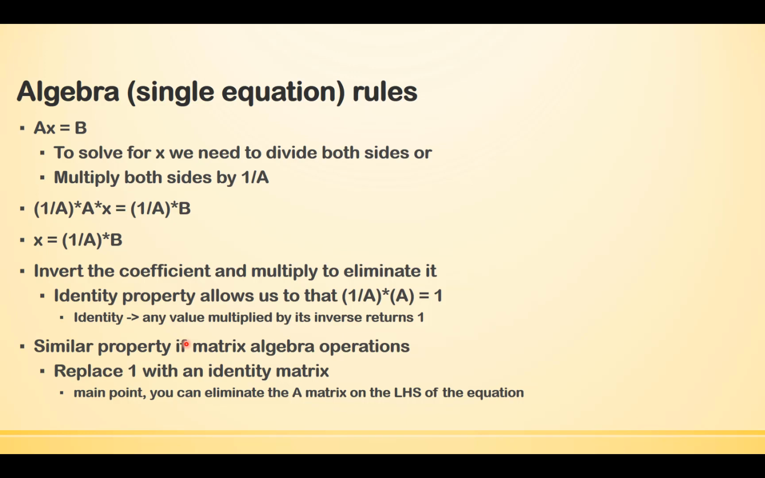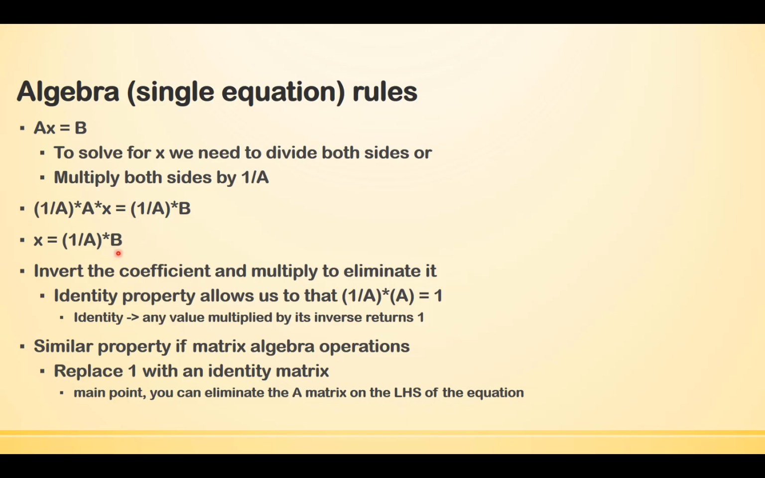and now we have to actually do the algebra. We're going to let Excel do it, but we should understand the rules and what's going on. So think about your single equation algebra. If I gave you one single equation that said A times X is equal to B, to solve for X you would either divide both sides by A, or another way of doing that would be to multiply both sides by 1 divided by A. So 1 over A times A times X is equal to 1 over A times B, and that would give you a solution because 1 over A times A cancels, and you end up with just what's on the right hand side, or you could say X is equal to 1 over A times B.